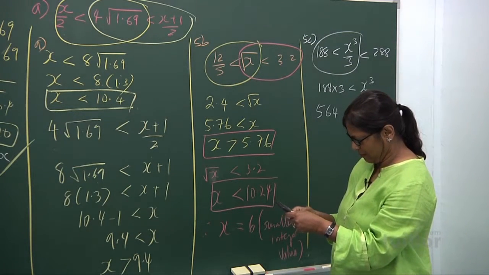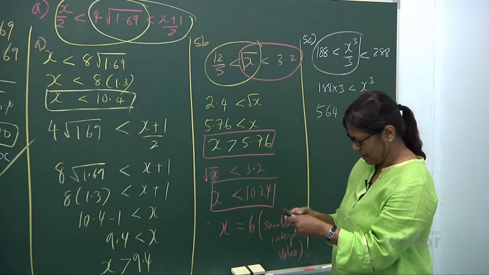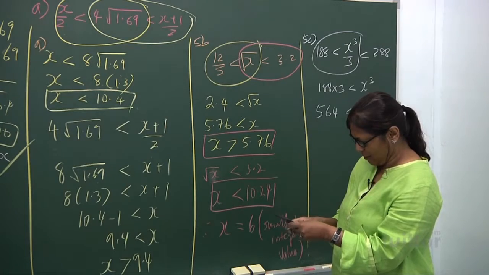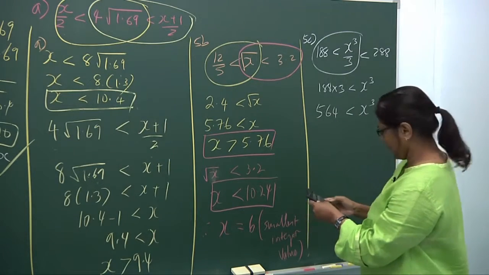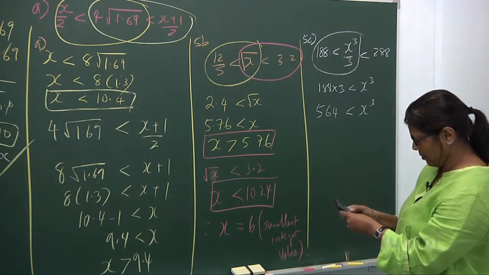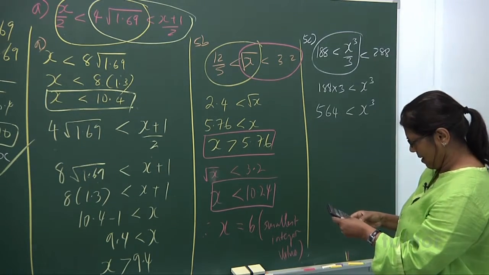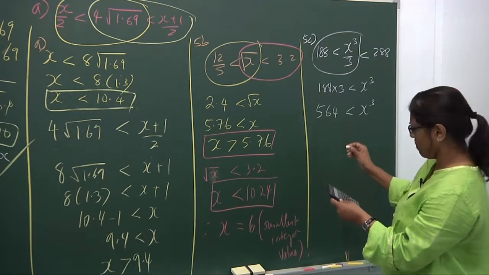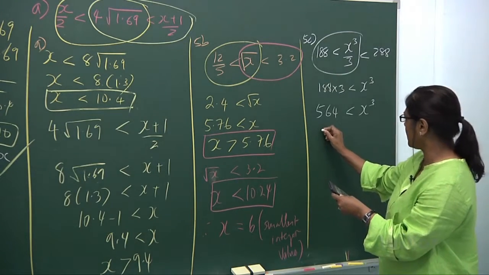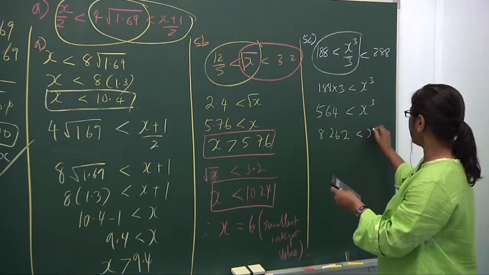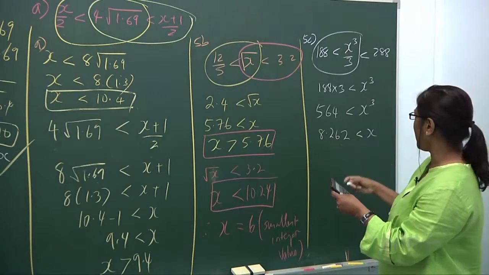Where is this cube root? I can't find it. I got that. Okay, cube root of 564, and we get 8.262. I just want to say that it's about there.